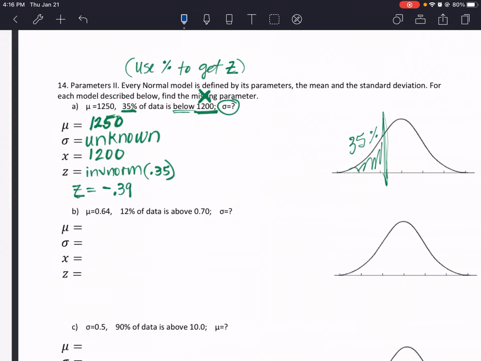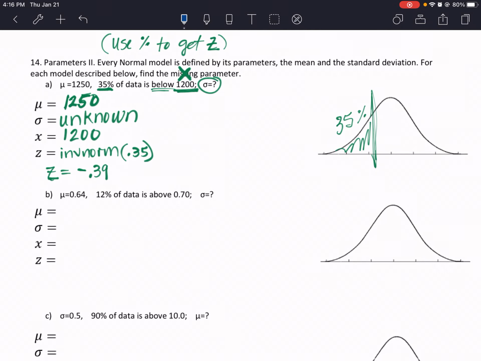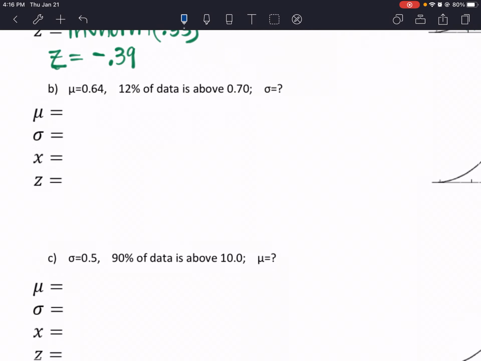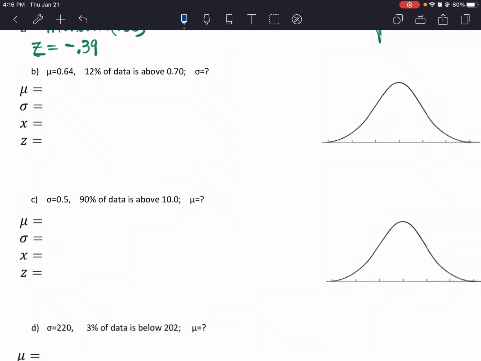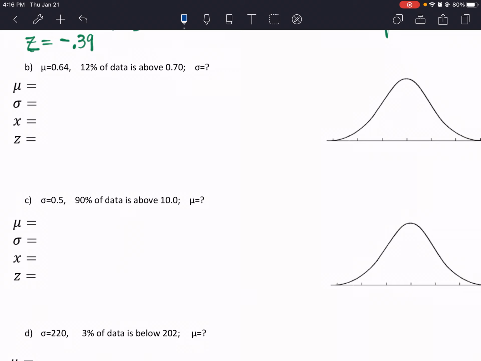All right, so let me let you try this next one here. Very similar. So let's have you do that. Go ahead and pause the video and try that one on your own.